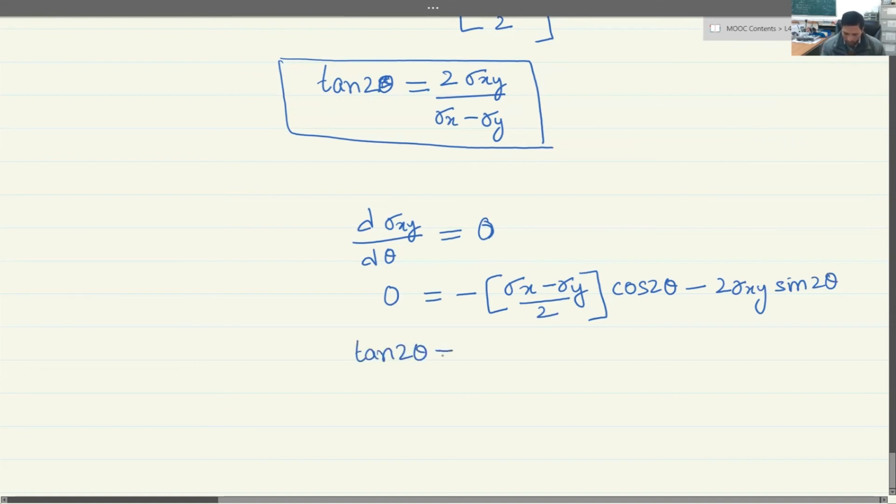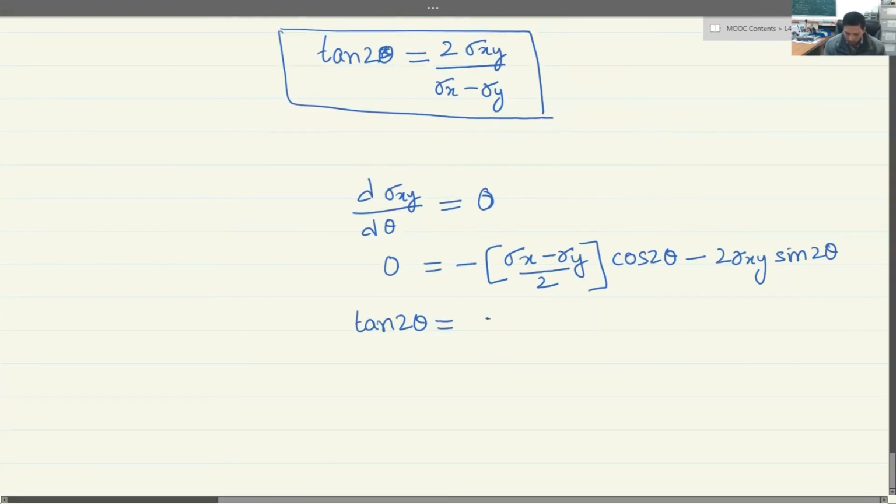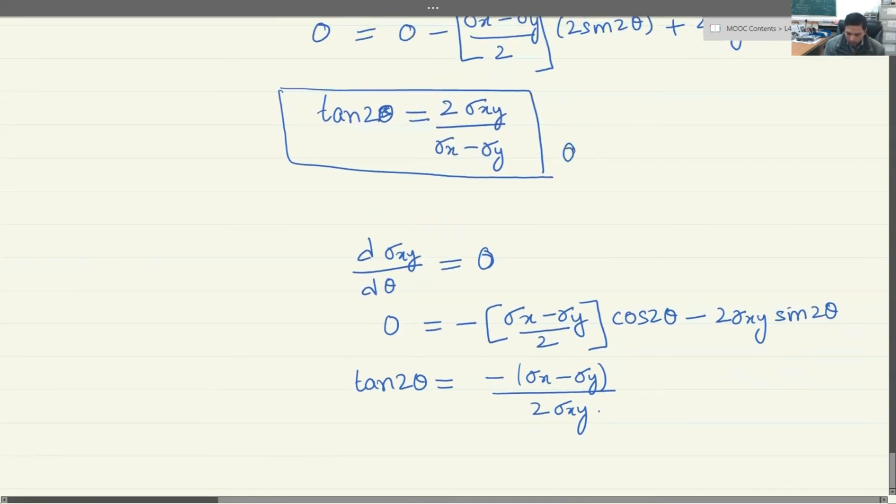And in this case, the theta where the shear stress would be maximum, so this is the relation for the condition where you will get maximum shear stress. Now, what do we see the orientation for? So this is the orientation for maximum normal stress.